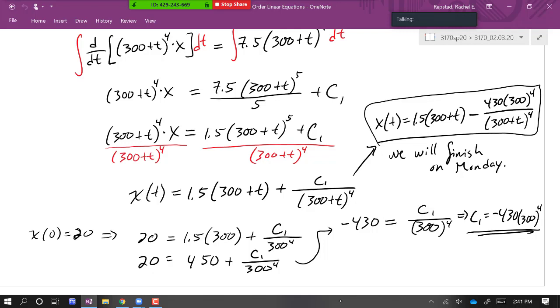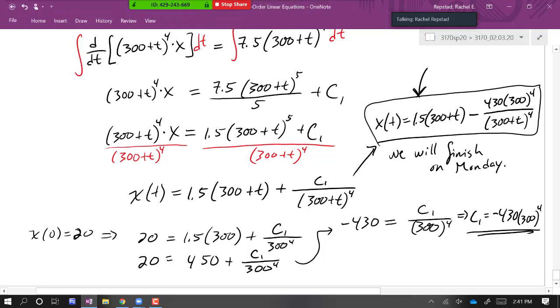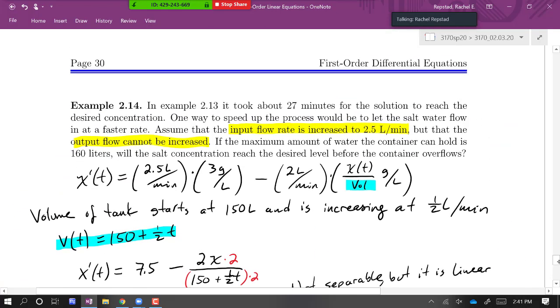I apologize for that. Last class we found the function that tells us how many grams of salt are in the solution. Oh, Peter says we're good. All right, awesome. So we found this function that gives us the amount of salt in grams in the tank at time t. Let's go up and see what they were asking us about.